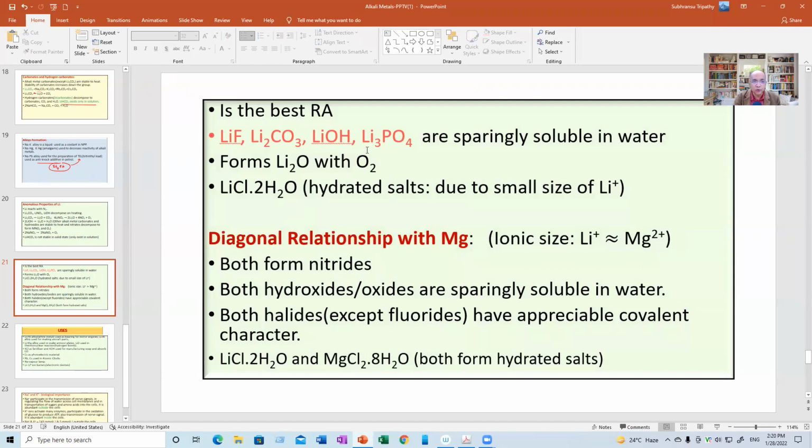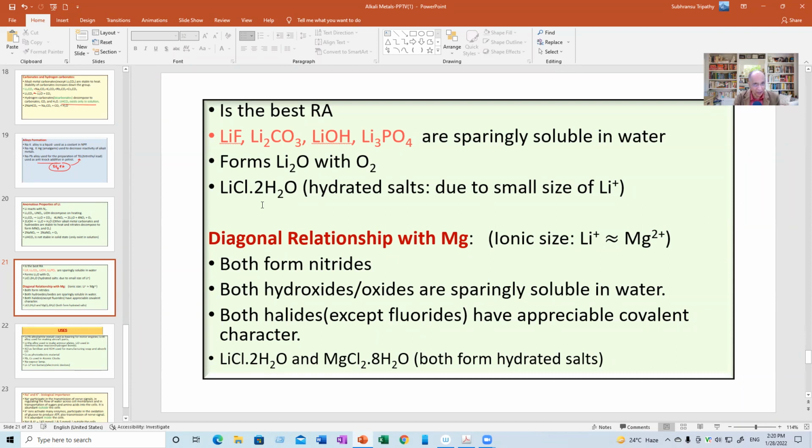So these four compounds of lithium, they are sparingly soluble in water. It forms lithium monoxide, while others form either peroxide, like sodium, or superoxide, like the others. And lithium halides form hydrated salts, because of small size, it can attract water and form hydrated crystals.